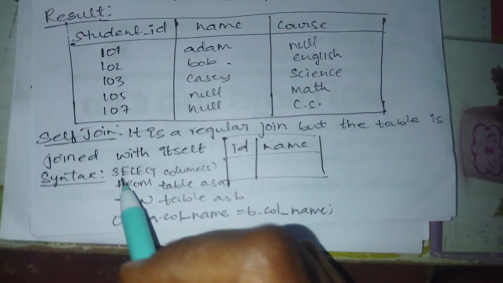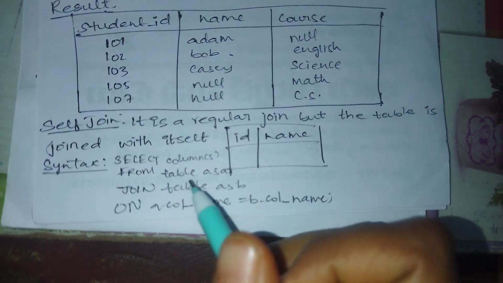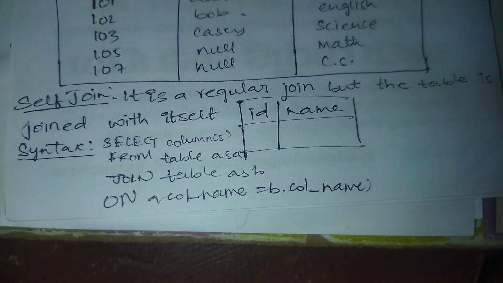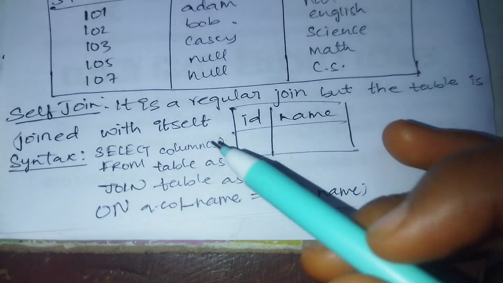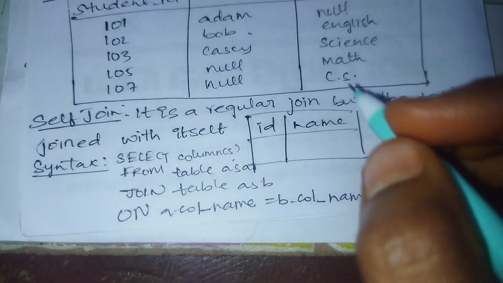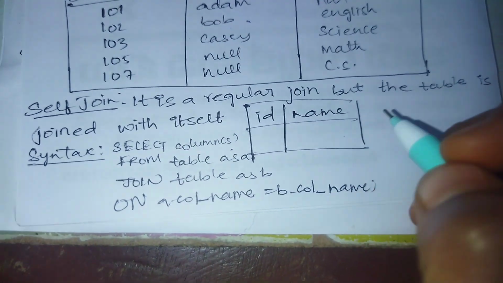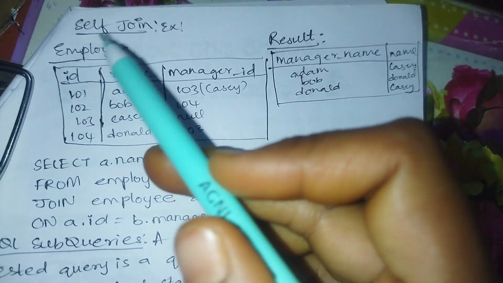Self join is a regular join, but the table is joined with itself. Select column from table as A, join table as B on A column name equals B column name. A table joining itself is known as a self join. This is an example of a self join.